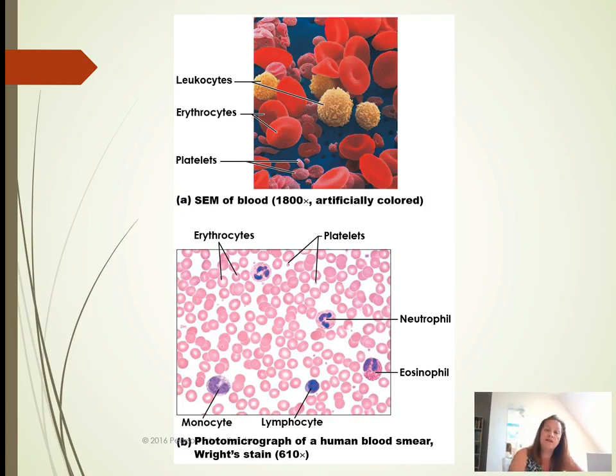Now, the formed elements are the red blood cells, the white blood cells, and the platelets. A platelet isn't a true cell, okay? It's a section of cytoplasm that breaks off from a larger cell. In the image on the top, you can see the red biconcave discs. Those are the red blood cells. On the bottom image, those pink circles are the red blood cells, and the larger ones with the giant purple nuclei are the various types of white blood cells. Same thing at the top: those fuzzy, yellowish looking things are the leukocytes. So red blood cells and white blood cells are cells. Platelets are cell fragments.